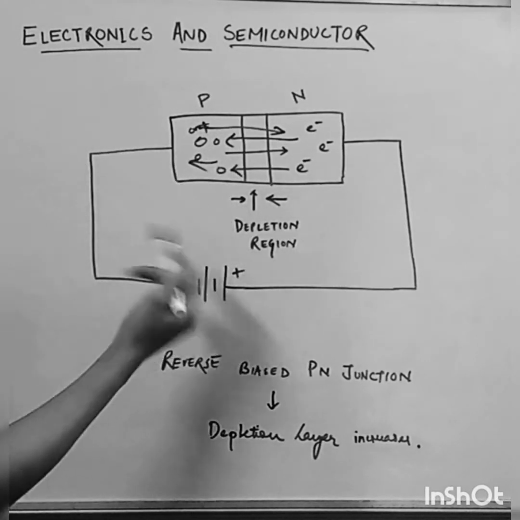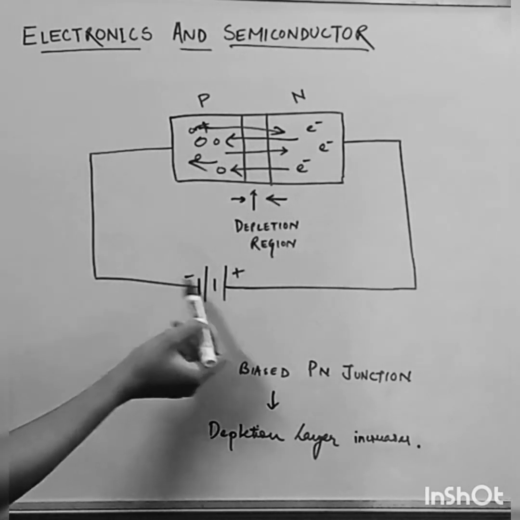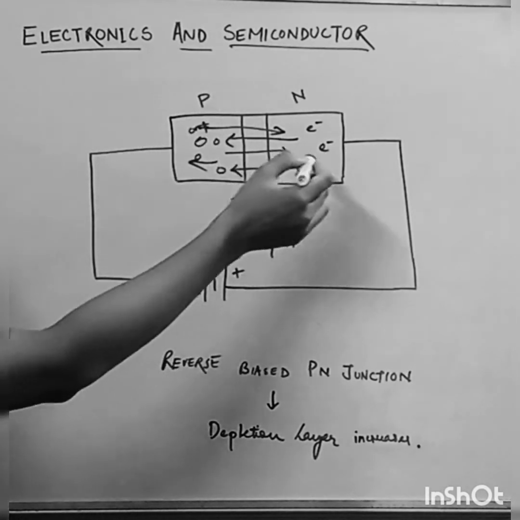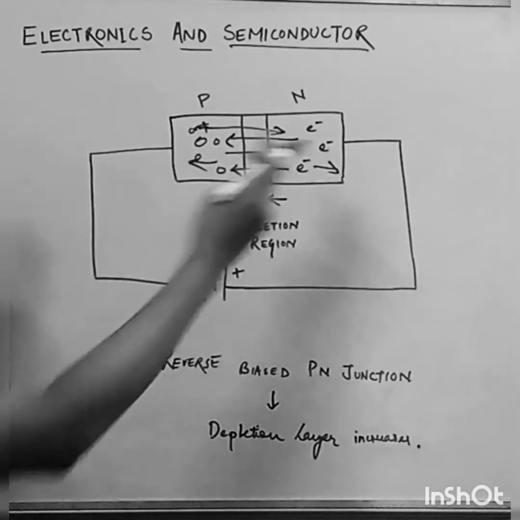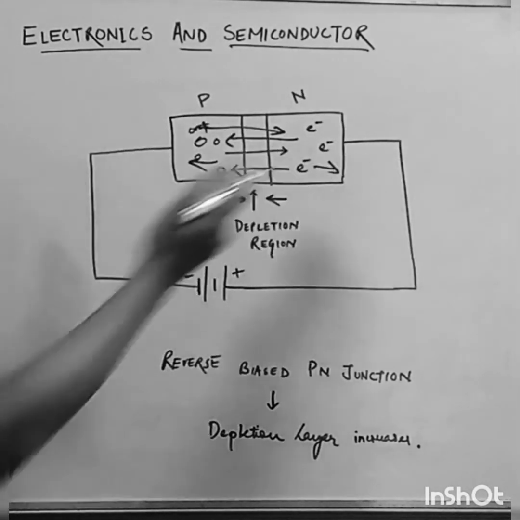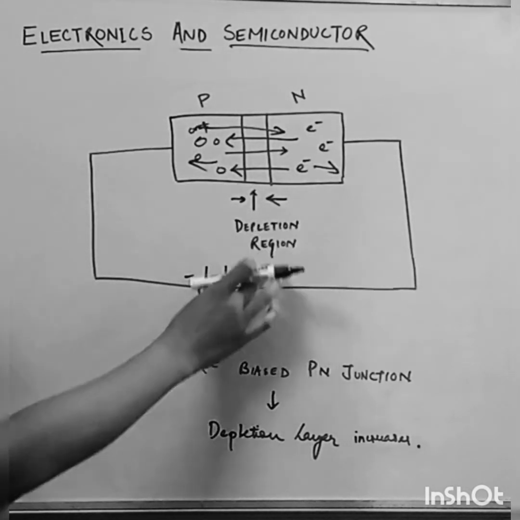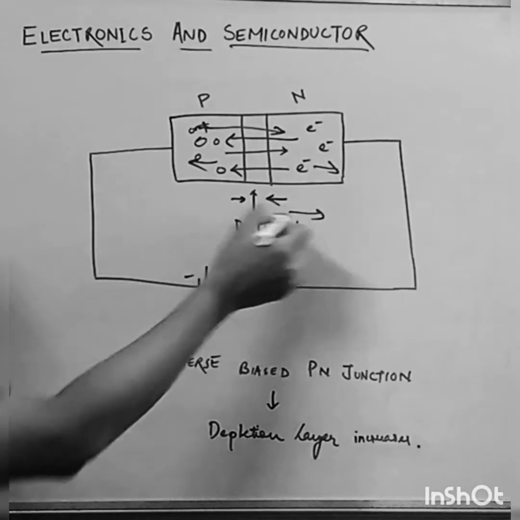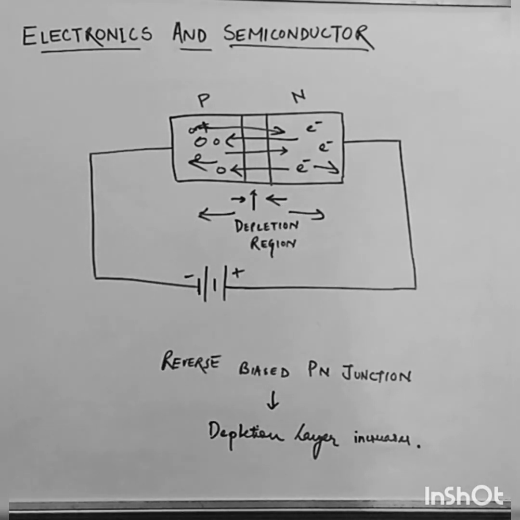Okay, and similarly electrons will also be repelled, so electrons will try to move away. So holes are trying to move away, electrons are trying to move away, and in that situation what will happen, this depletion region will increase. Now the depletion region has increased. So in case of reverse biased PN junction diode, the depletion layer increases.